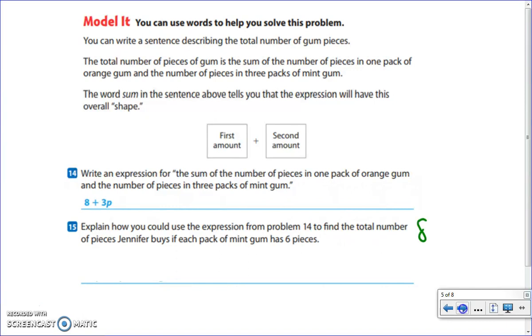So I'm going to start with 8 plus 3P. And I'm going to change something about P. P represents the number of pieces in one pack of gum. So I'm going to change that. I'm going to say 8 plus 3 times, instead of P, I'm going to use the number 6. Now I have an expression that I need to simplify. What we just did was called substitution.